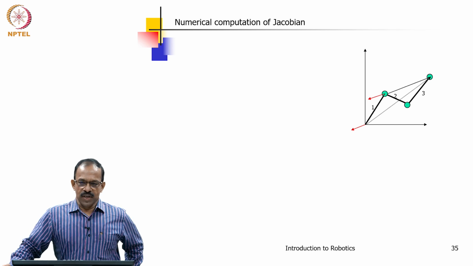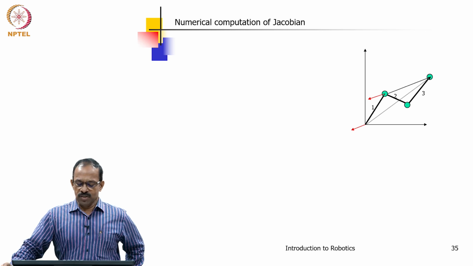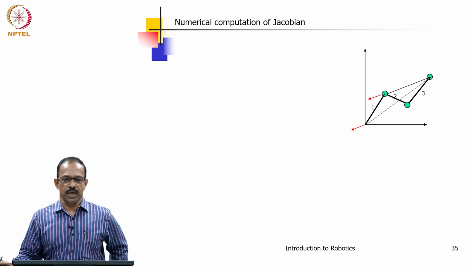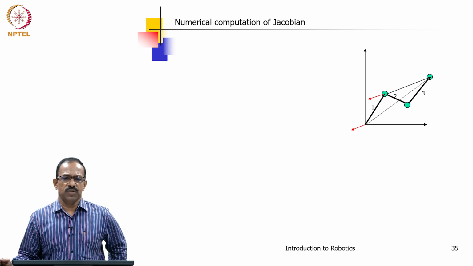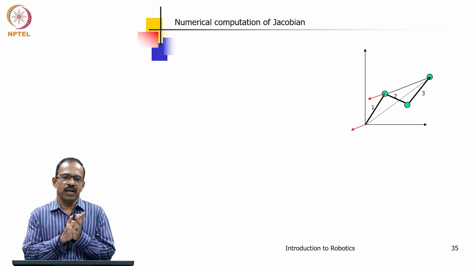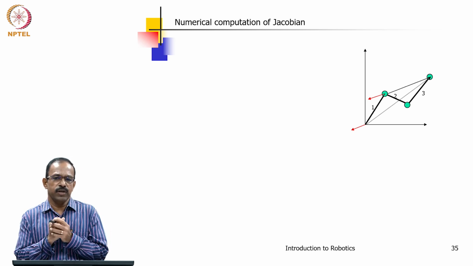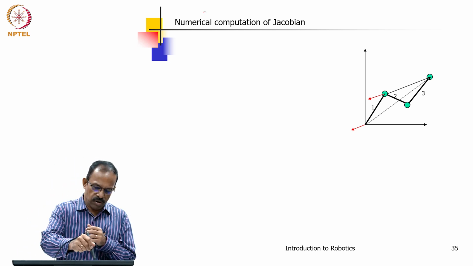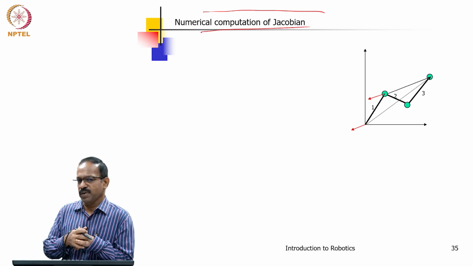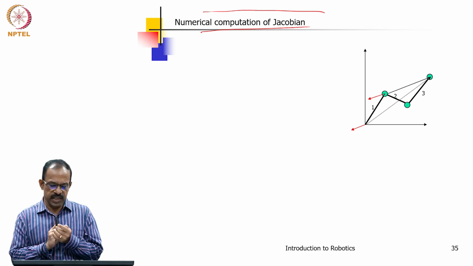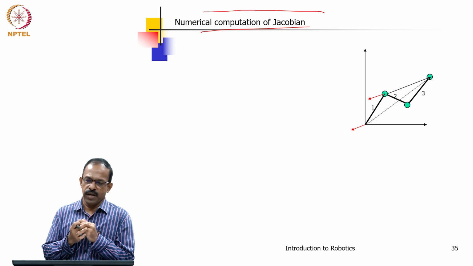So, we saw this calculation of Jacobian, and we always need to do a partial differentiation to get the linear velocity part of the Jacobian, and that may not always be feasible. We have to manually do the partial differentiation and then write it, but there is a numerical way of doing this, a numerical computation of Jacobian. So, instead of going for the partial derivative and then finding the Jacobian, we can compute the Jacobian numerically. We will see how that is done.